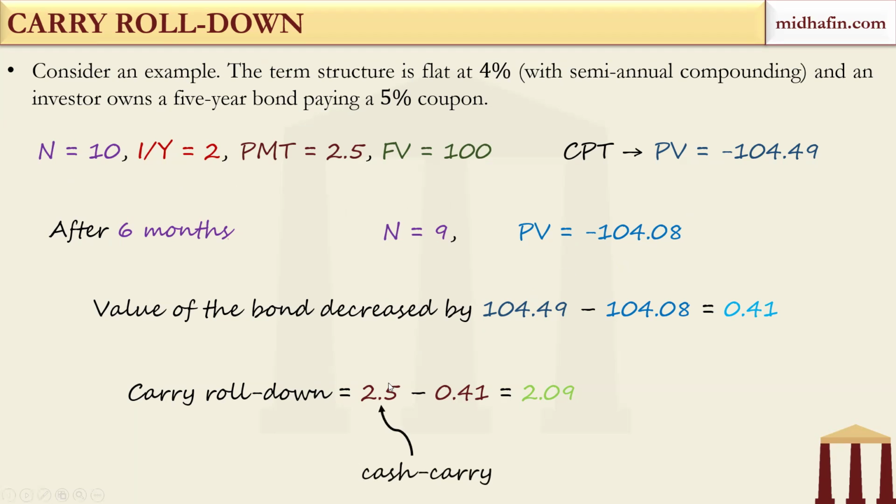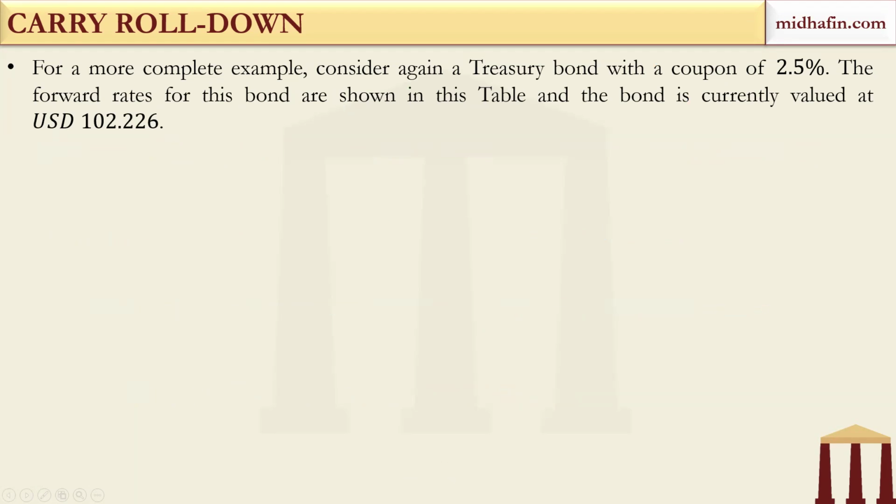Okay. Now this $2.5 that I received as interest income is called cash carry. Okay. And then I subtract any loss that I made while selling the bond, and it gives me the carry roll down. Yet another complex example is, let's say we consider a bond, which is a 2.5%, same bond, 2.5% bond.